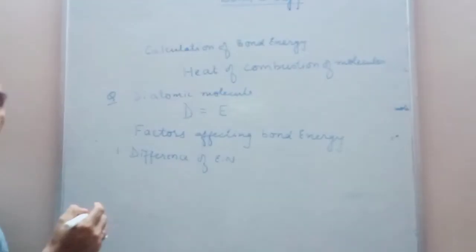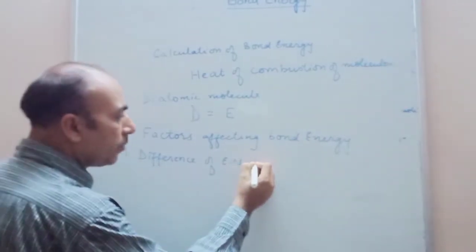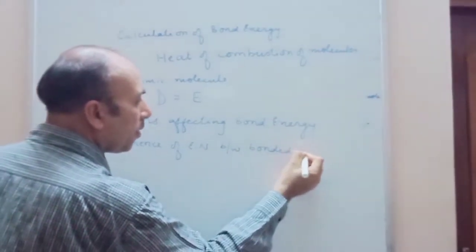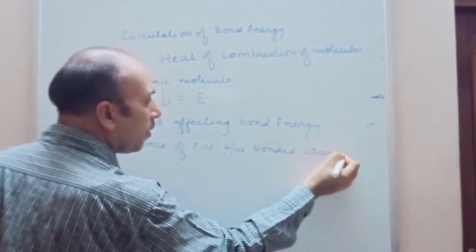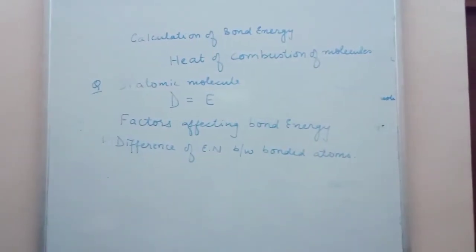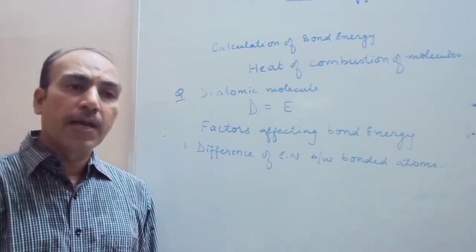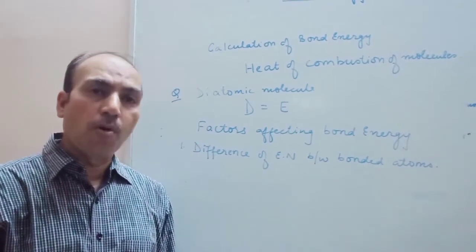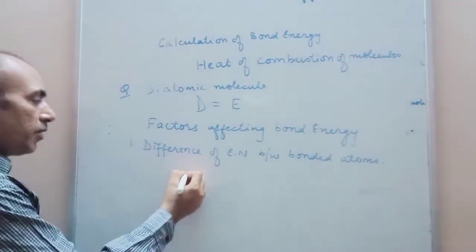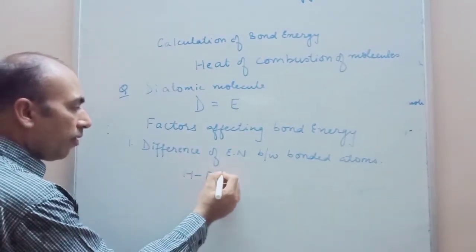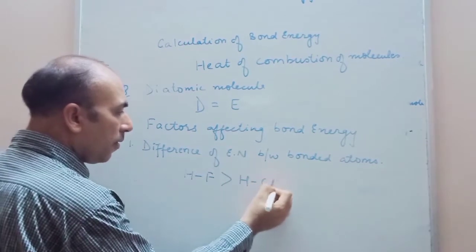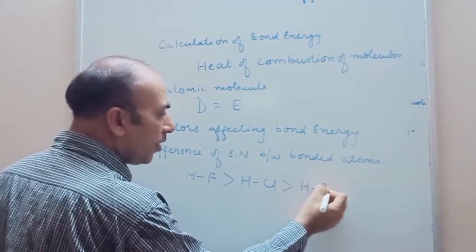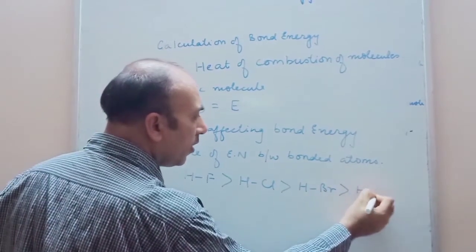First is difference of electronegativity between bonded atoms. See, more is the difference of electronegativity between bonded atoms, more is the stability of the molecule, and more will be the bond energy. For example, HF is having higher bond energy than HCl, which is higher than HBr, and higher than HI.